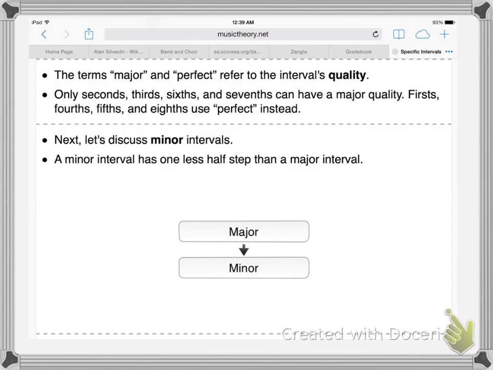The terms major and perfect refer to the interval's quality. So you have quantity and quality: first, second, third, fourth, fifth, but then the quality is major or perfect. Only seconds, thirds, sixths, and sevenths can have major qualities. First, fourth, fifth, and eighths are perfect.